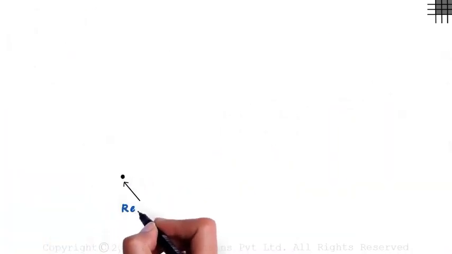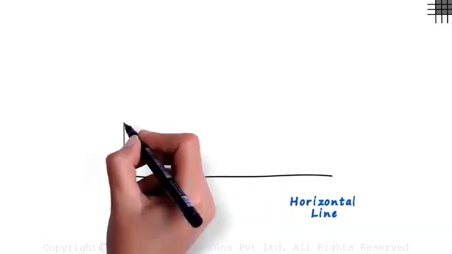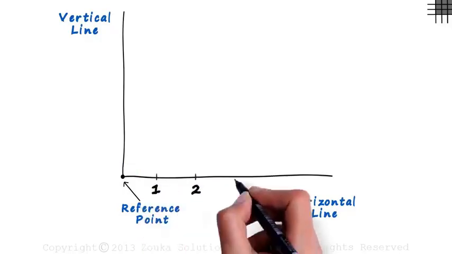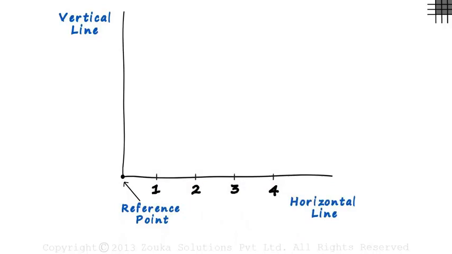Let this be our reference point. We draw a horizontal line from this reference point. Then we draw a vertical line which will be perpendicular to this horizontal line. We will need some numbers to denote the columns. So we mark 1, 2, 3, 4 and so on in equal intervals.